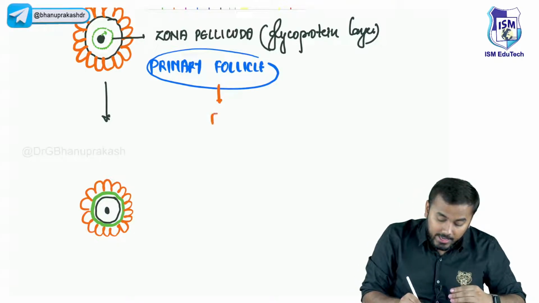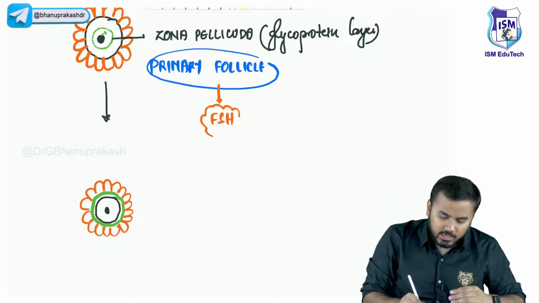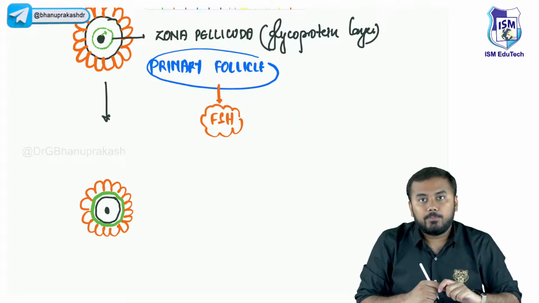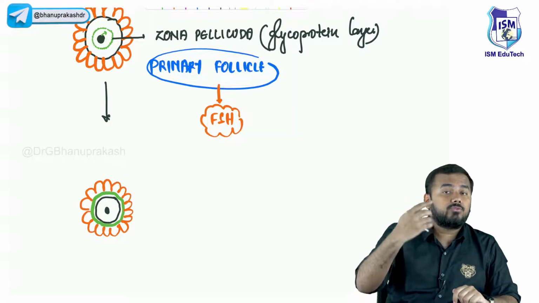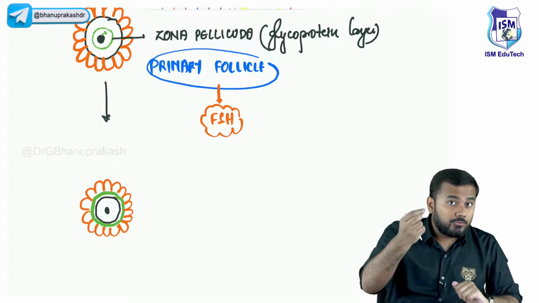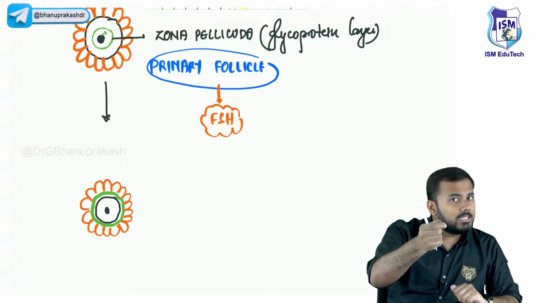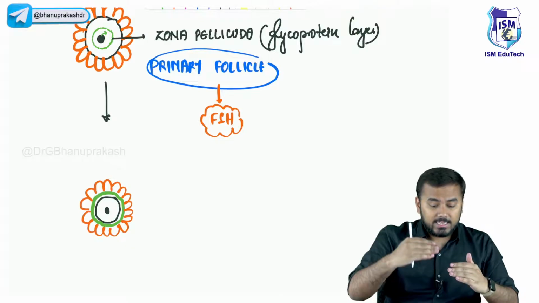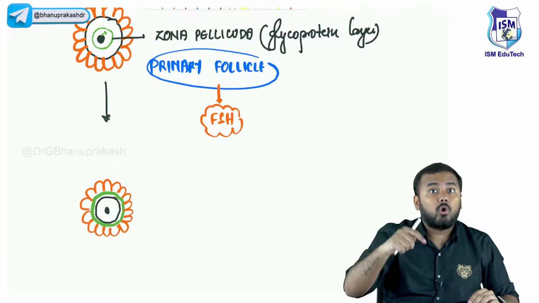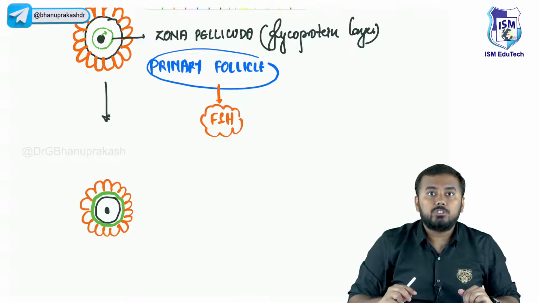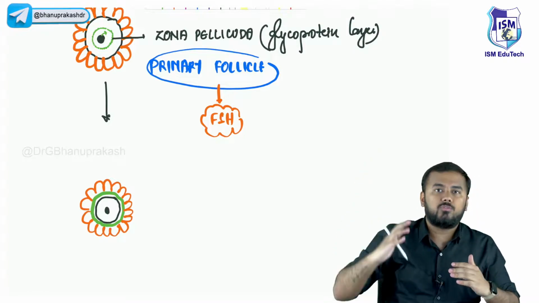right now, FSH is released. What is FSH, guys? FSH stands for follicle stimulating hormone. From where is it released? From your pituitary gland, right? So from your anterior pituitary gland, follicle stimulating hormone is released, at the late primary follicle stage. What this follicle stimulating hormone will do is cause further growth of these follicles.